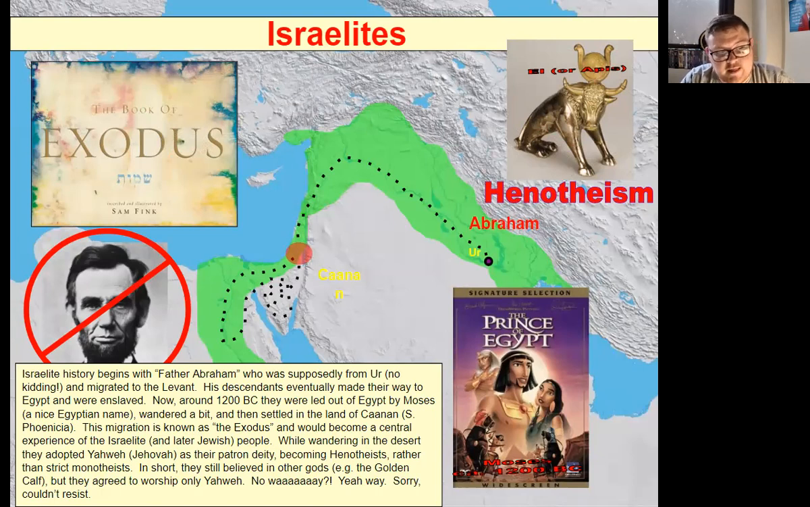While wandering in the desert, they adopted Yahweh, which is Jehovah, as their patron deity, becoming henotheists rather than strict monotheists. In short, they still believed in some other gods, the golden calf. But they agreed to worship only Yahweh. No way, Yahweh. Sorry, I couldn't resist.